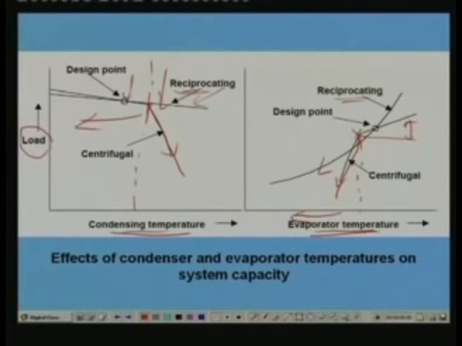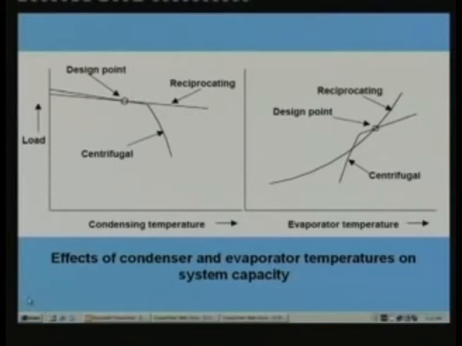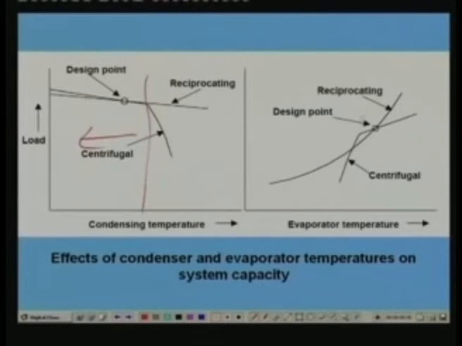Okay. So, you find that as long as you operate the system to the left of the condensing temperature curve or to the right of the evaporator temperature curve, your performance of the centrifugal compressor is good. But once you go beyond these points, you find that there is a sudden drop in the capacity. Okay. So, you should never operate the systems under these conditions.